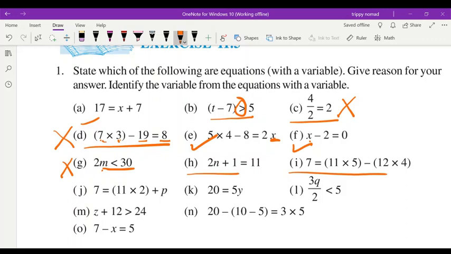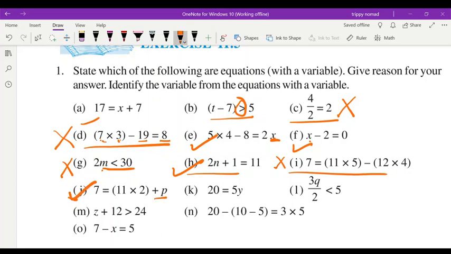That means all constant terms are given. 7 is given, 11 is given, 5 is given, 12 is given, and then 4 is given. Now come to this one, J part. Now J part, we are coming to J part. This is an equation with variable because p is given.